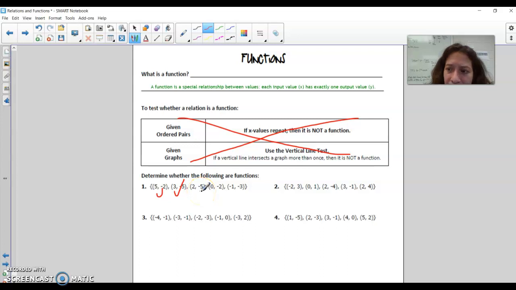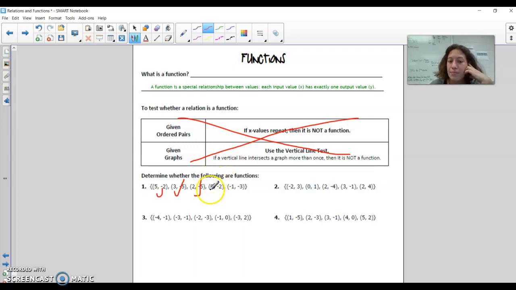Okay. 2. 2 pops in. It pops out a -5. Cool. I don't care what it pops out. I just need to make sure that every time I plug a 2 in, it pops out that same number, whatever that is, -5. So do I plug in a 2 anywhere else? No. So we're good. This is looking like a function.